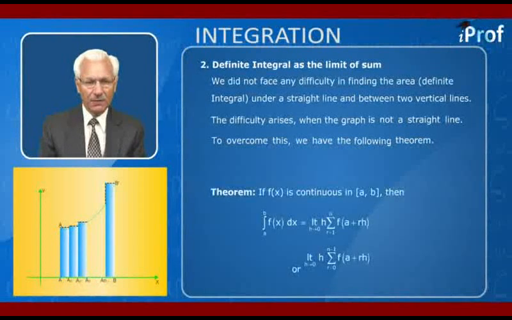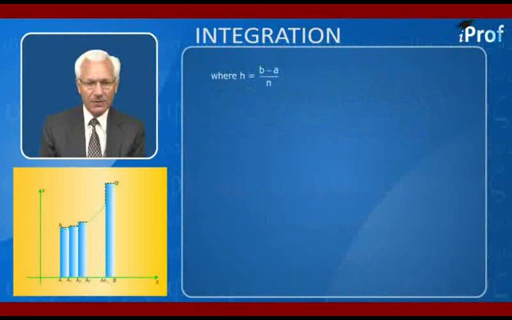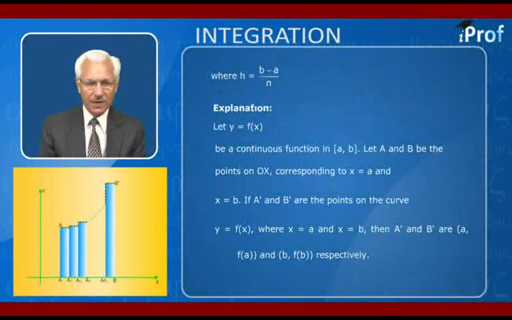That is, if f(x) is continuous in closed interval [a, b], then the integral from a to b of f(x) dx is equal to the limit as h goes to 0 of h times the summation, r going from 1 to n, of f(a + rh), or the limit as h tends to 0 of h times the sum, r going from 0 to n minus 1, of f(a + rh), where h is equal to (b minus a) upon n. The explanation for the above is as follows.